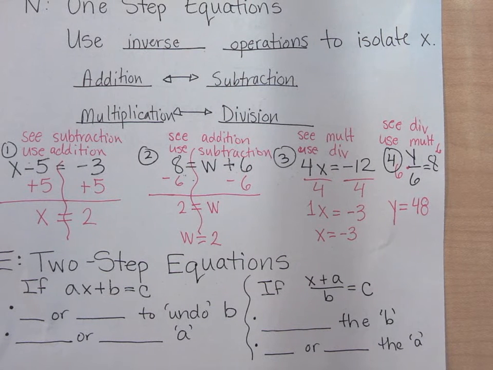Think about what operation you're seeing, and then how can you undo that operation? What's the inverse going to be?